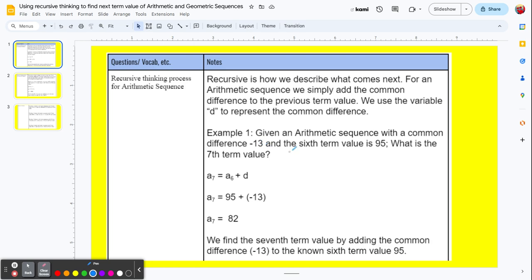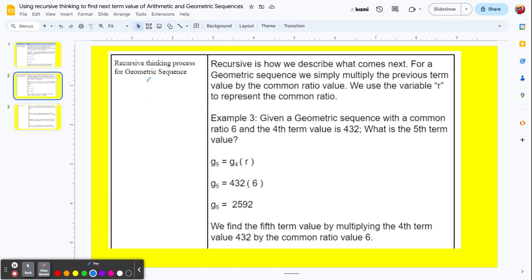So here's an example. Given an arithmetic sequence with a common difference of -13 and the sixth term value is 95, what is the seventh term value? So we're going to find the seventh term by taking the sixth term value and adding the common difference. Our sixth term value is 95 plus -13. Therefore, our seventh term value in this arithmetic sequence would be 82.